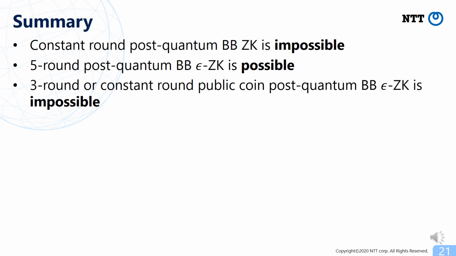So this is a summary slide. We proved several impossibility and possibility results about constant round post-quantum black box zero knowledge. And due to time constraints, I only talked about the details of the first impossibility result. For the details of other results, please see our paper. This is the end of my talk.